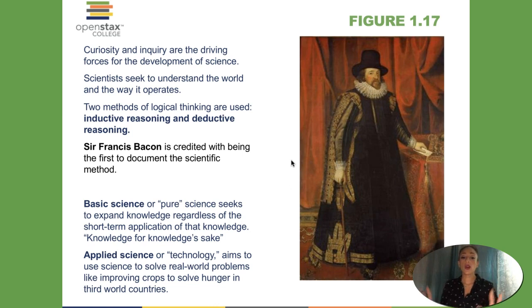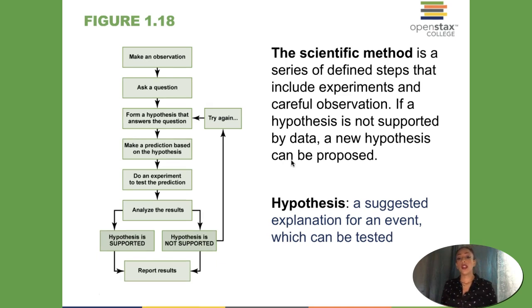Applied science or technology aims to use science to solve some real-world problems. So kind of like solving third world hunger of some sort. So here is his work and the application of it. So you can actually see it from the beginning to the very end, what Sir Francis Bacon actually thought of and his work.